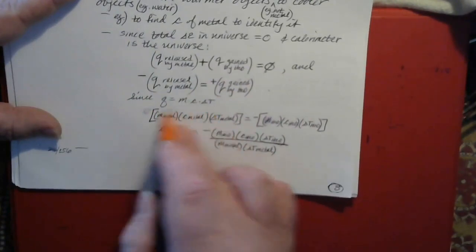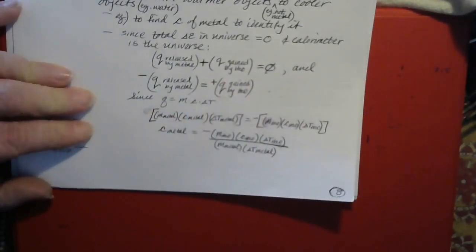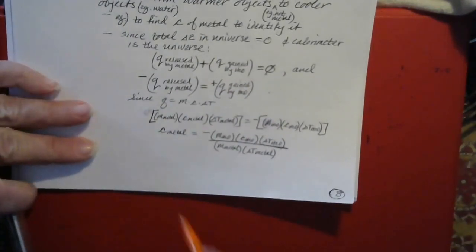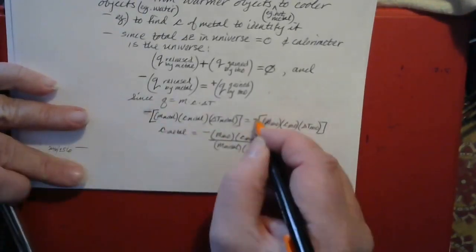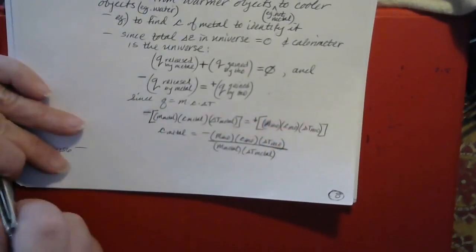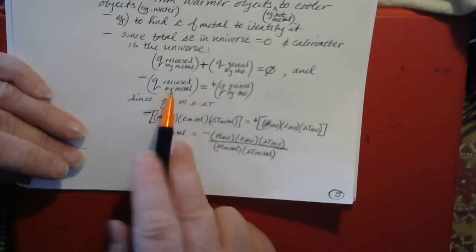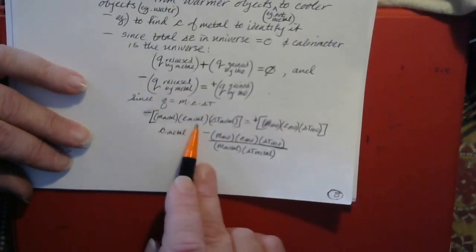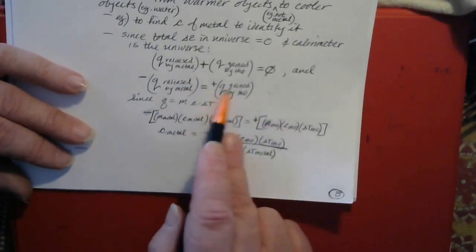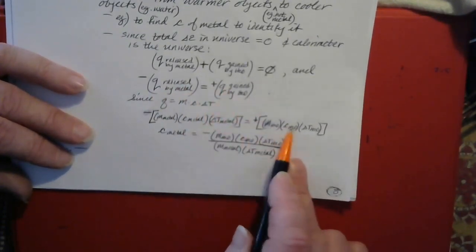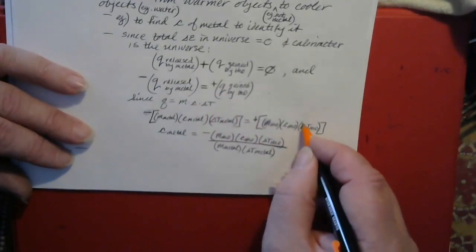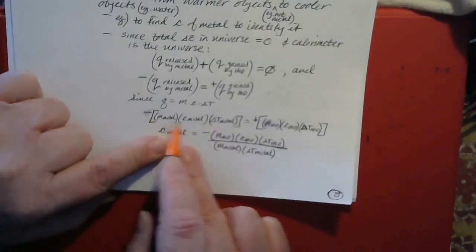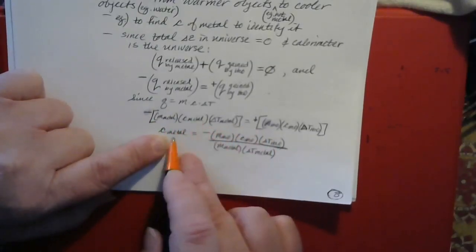And since Q equals MC delta T, I changed the signs around here, so I'm going to just fix that. Okay, since Q equals MC delta T, that would mean that Q released by the metal is M metal times C metal times delta T metal. And Q gained by H2O would be M H2O, C H2O, delta T H2O. And from all of this, and remember there's a negative sign there, you can solve for the C of metal.